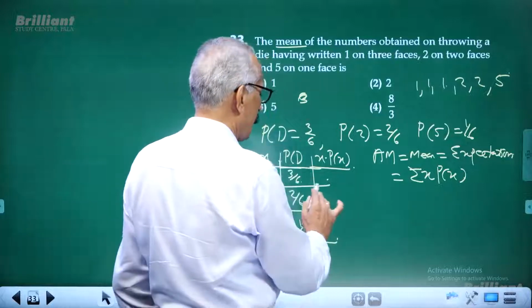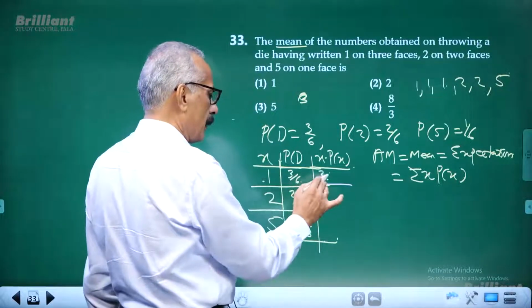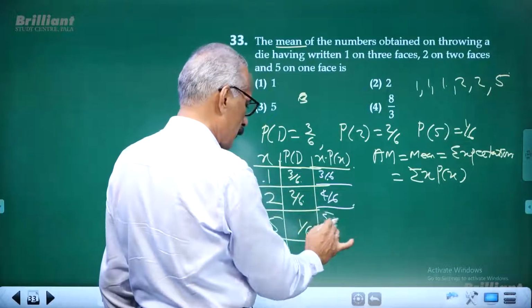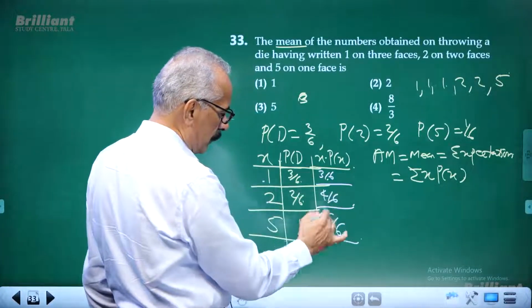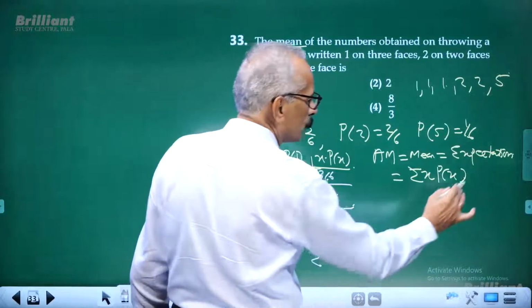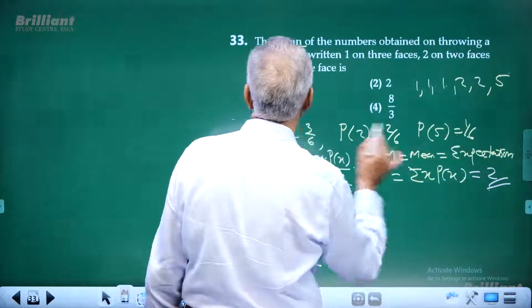So we frame it. Multiply these two columns. Then 3 by 6, then 4 by 6, then 5 by 6. Okay, total 12 by 6. This is called sigma. 12 by 6 means 2. So your answer is 2.